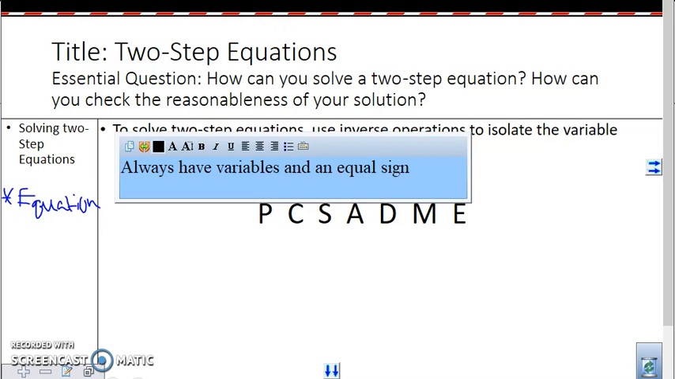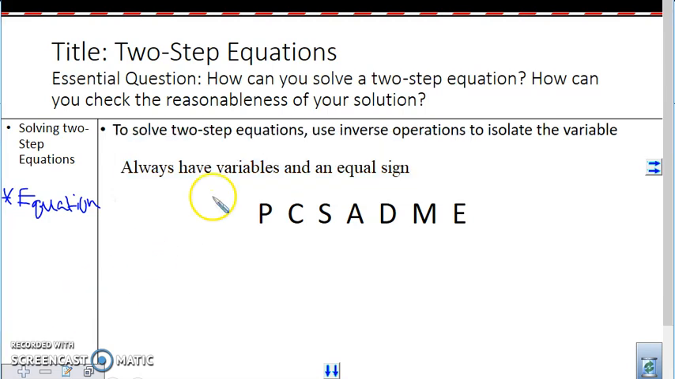Now that we clarified what equations were, my computer's freezing, so one second. There we go. Let's talk about how we work equations properly. Yesterday I was talking about how you learn to use the order of operations. Equations are undoing the order of operations, so there's an order we go in.